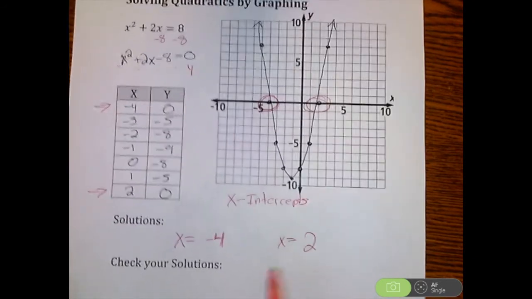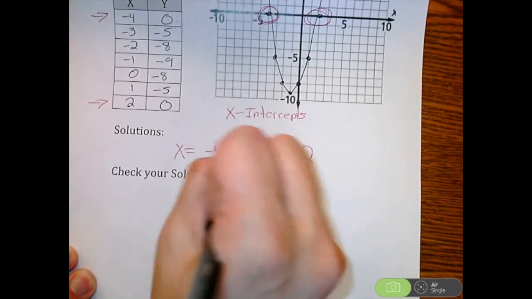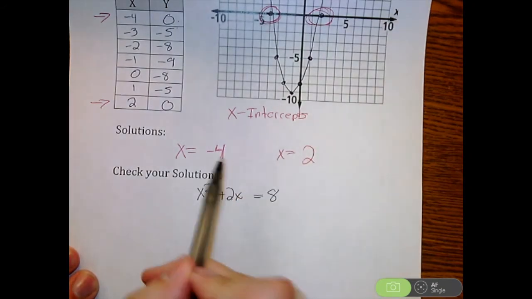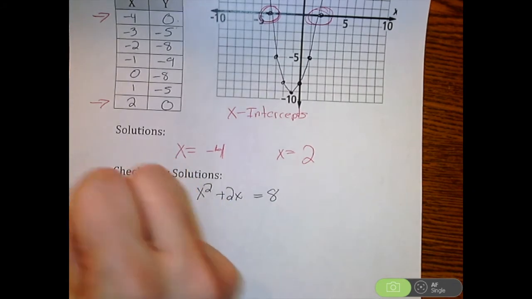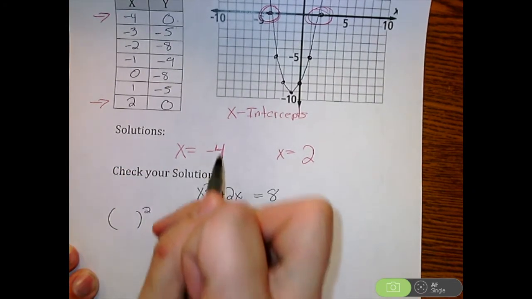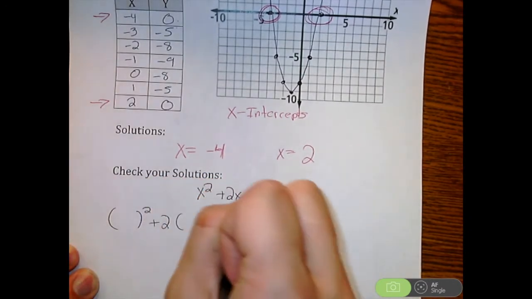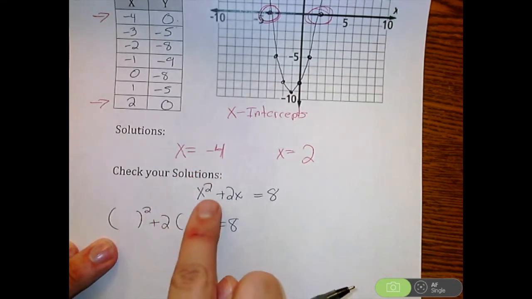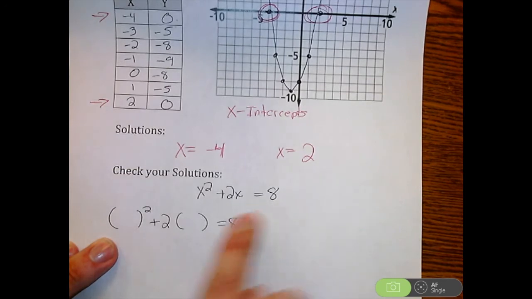Now, one thing I like to do is I like to check my work to make sure these numbers are right. So we're going to check back and plug into the original equation, which was x squared plus 2x is equal to 8. So what I'm going to do is I'm going to take this -4 and plug it in on the left side and see if I get 8 equals 8. So I'm going to replace all x's with -4. So we're going to have parentheses squared plus 2 parentheses equals 8. So I'm plugging in -4. I like to plug it in with parentheses. And notice the parentheses are in the spot of the x's. So parentheses squared plus 2 times parentheses equals 8.